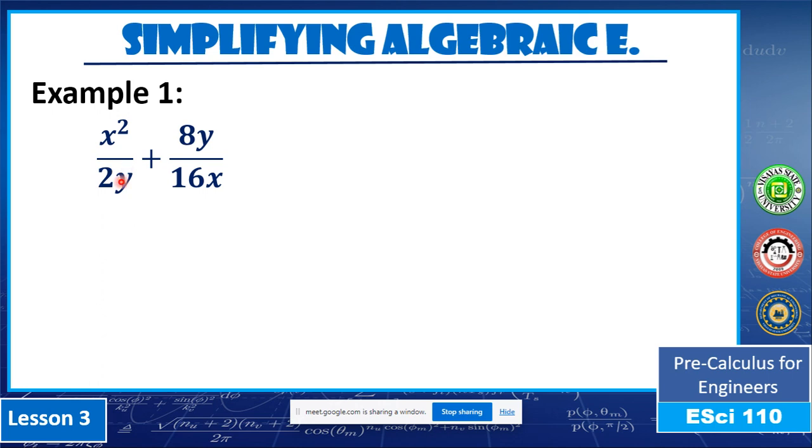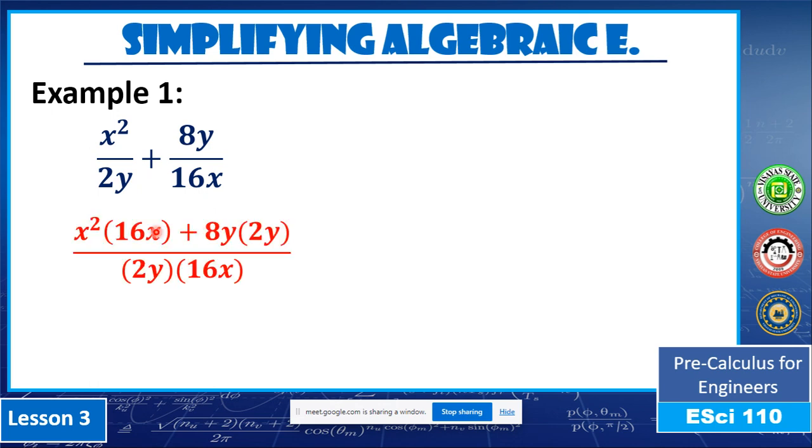But, OMG, 2y, tsaka yung isa, 16x. So it would be very difficult. So what are you going to do? So apply rule number 5 for the similar fractions. So let's find its LCD. Diba, as what I've told you, yung LCD niya is just the product of their denominators. So 2y times 16x.